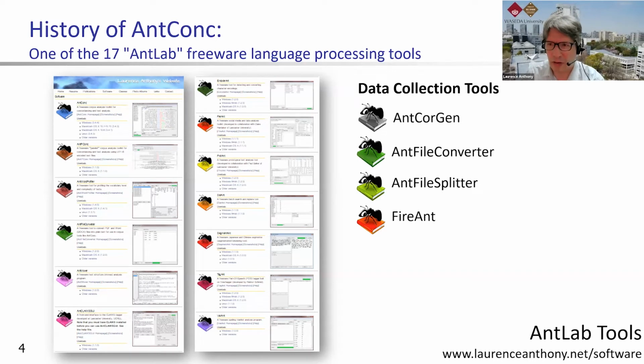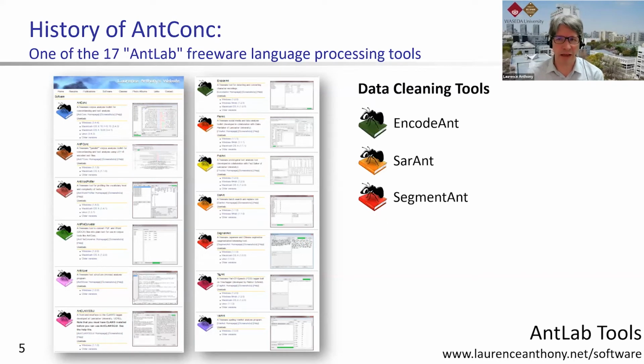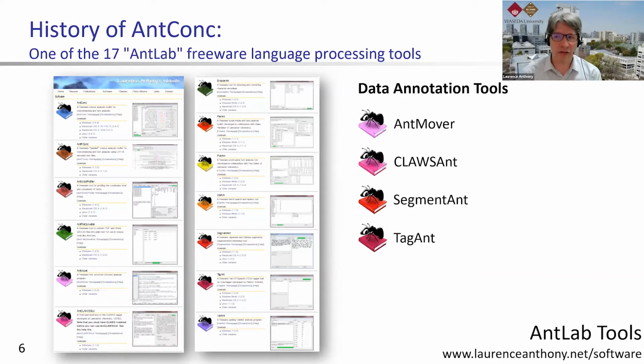For example, I've got data collection tools like AntConc that will create a corpus of scientific research papers divided up into introductions, methods, results, and so on, file converter and FireAnt for social media data collection analysis, and so on. I've also got some data cleaning tools like EncodAnt and SarAnt and SegmentAnt, and then some data annotation tools, for example, a front end to the clause tagger that Lancaster builds called ClauseAnt. I've got a general purpose tagging tool based on spaCy called TagAnt. But of course, these are beyond the scope of today's talks.